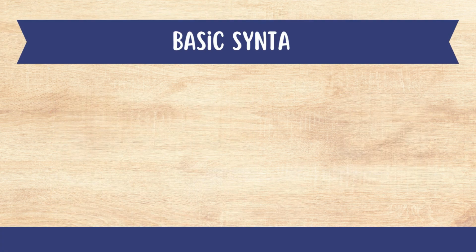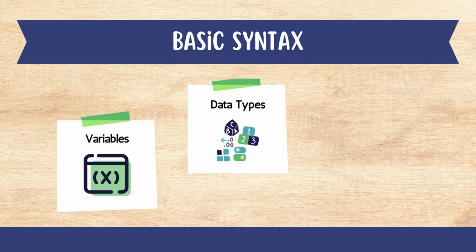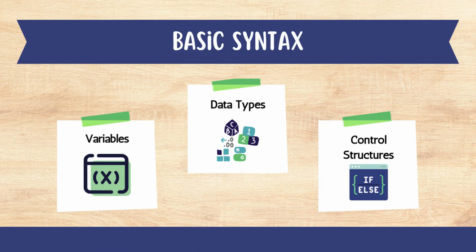Basic syntax. Arduino programming uses a simplified version of the C or C++ language. Some basic syntax includes variables, which are containers for storing data, declared with a data type and a name. Data types, which can be stored in variables, such as integers (int), floating point numbers (float), characters (char), and Boolean values (bool). And control structures, which are used to control the flow of execution in a program, including if statements, loops (for, while), and functions.